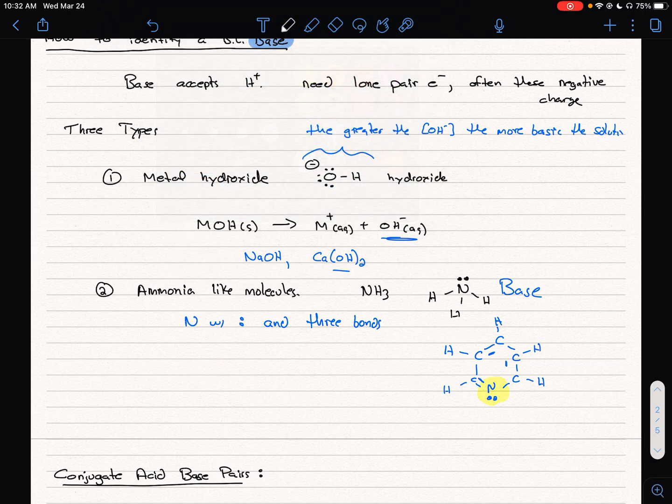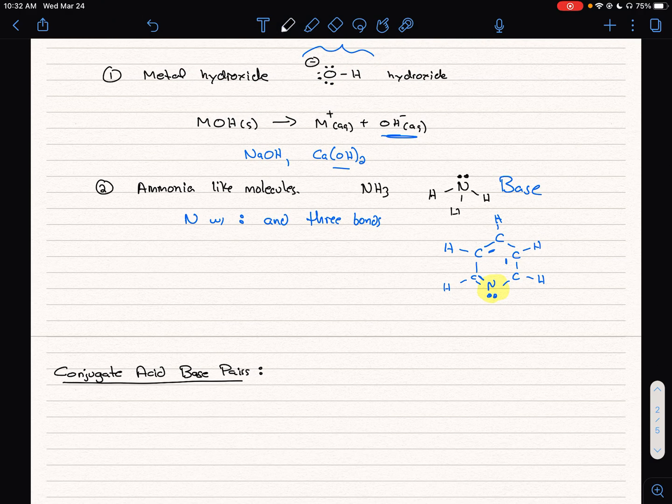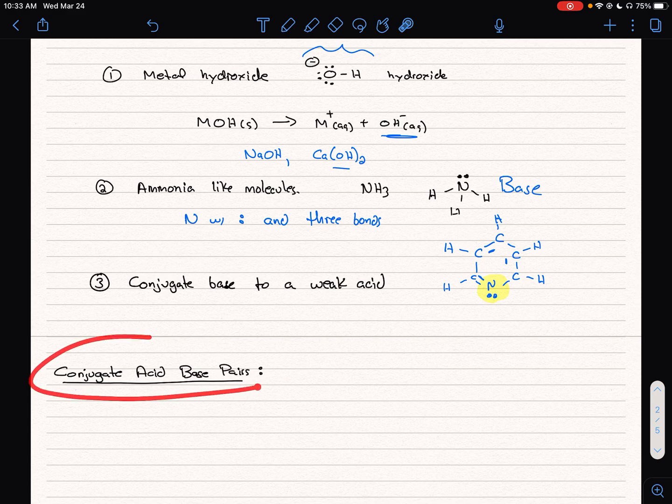And then our third class, which we're going to have to talk about more, but I'll write down for now, and then we'll define this a little bit later, is the conjugate base to a weak acid. And so that definition is actually based on an acid, but anytime we have a weak acid, its conjugate base will be a weak base. Okay? In the next lecture, we'll talk a little bit more about conjugate acid-base pairs and strong versus weak acids and bases.